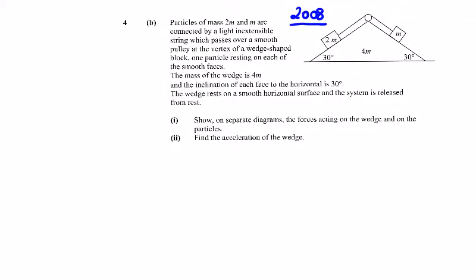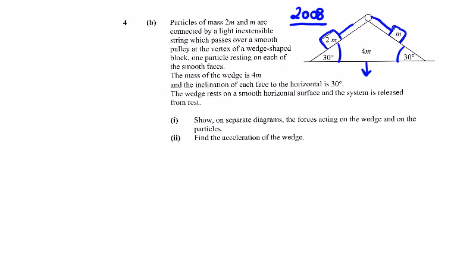This is the 2008 Connected Particles question. We've got a wedge here. We have a mass of 2m here. We've got strings with tension. We've got m here. We've two 30-degree angles, and we've 4m. So we're going to have 4mg going down that way. We're asked to show in a separate diagram the forces and then find the acceleration.